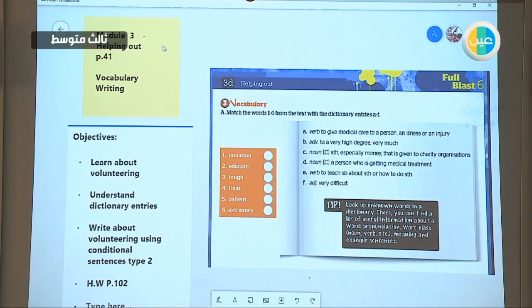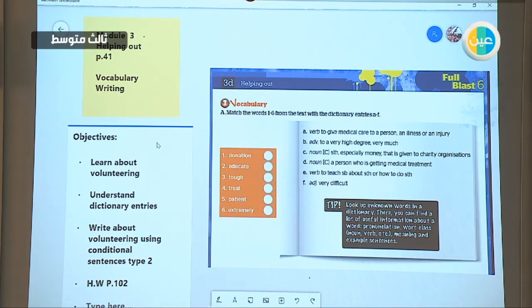Good morning, everyone. We're going today to learn English language, third intermediate grade, Full Blast Plus number 6. We will continue Module 3, Lesson 3D, page 41. Today we're going to learn some vocabulary and we are going to write some sentences.